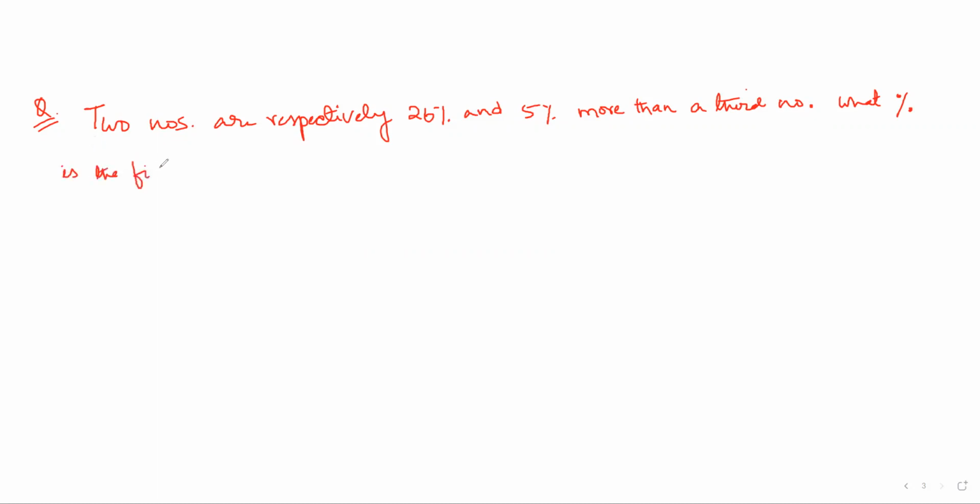First, two numbers are respectively 26% and 5% more than a third number. What percentage is the first of that second number?